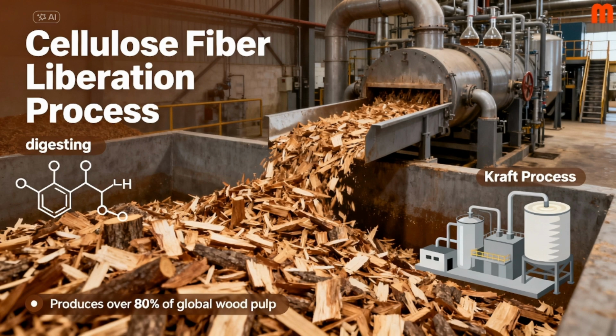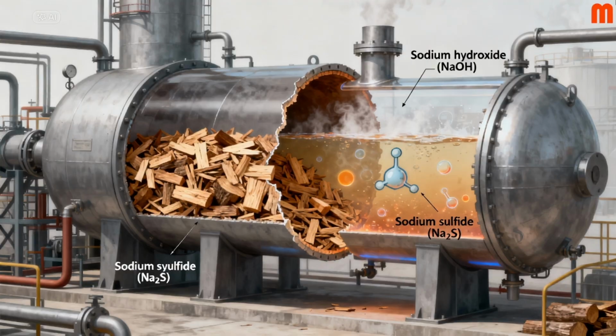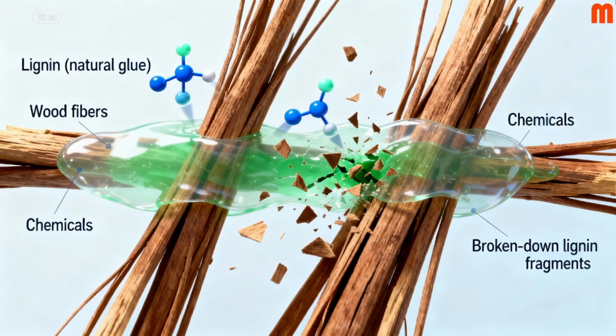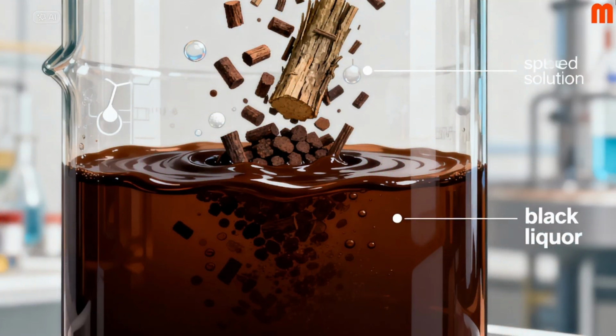To free the cellulose fibers, mills use a chemical process called digesting, or more commonly, the Kraft Process, which produces more than 80% of the world's wood pulp. Inside a giant pressure vessel called a digester, wood chips are cooked with a mixture of sodium hydroxide, sodium sulfide. These chemicals break down lignin, the natural glue that holds wood fibers together. As lignin dissolves, it mixes with the spent chemicals, forming a dark brown liquid known as black liquor.